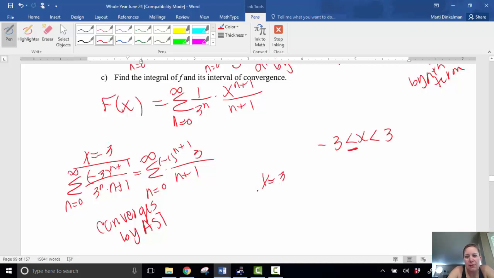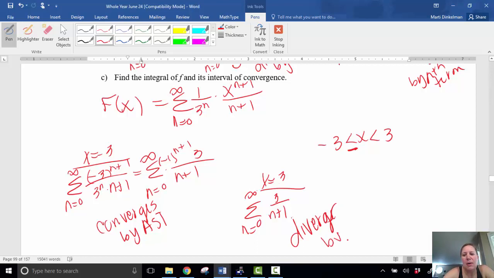Okay, what about +3? So really the only difference here should be that it doesn't alternate. So it's going to be 3 over n plus 1. Now really this is going to be like a comparison. If I have an n to the 1 on the bottom, really I'm going to compare it to 1 over n, which diverges. I'm not going to show my work too much here unless they really ask me to justify. So this diverges by, and I would just say comparison. And if I needed to justify and show my work, then I would definitely do that. Probably a limit comparison because that's the one that I like.